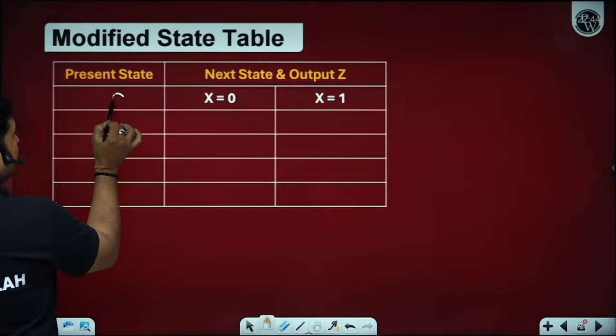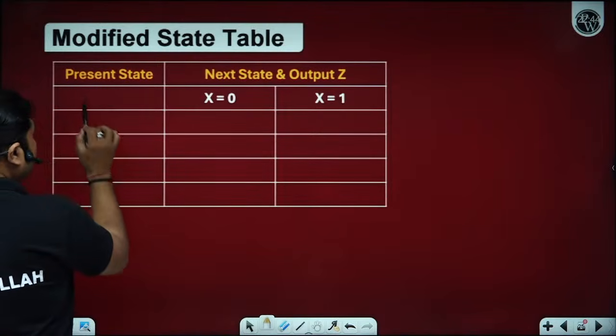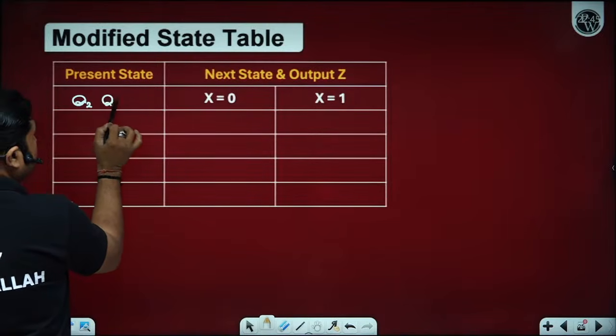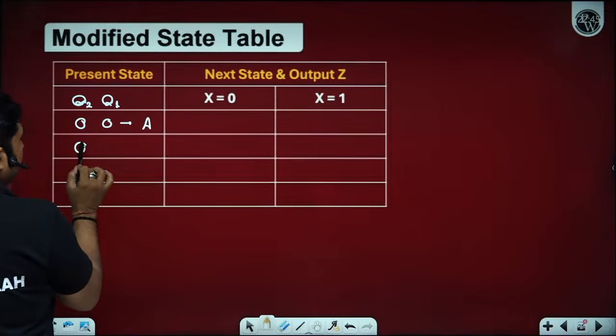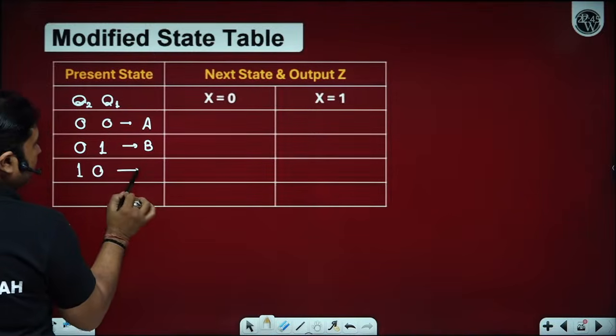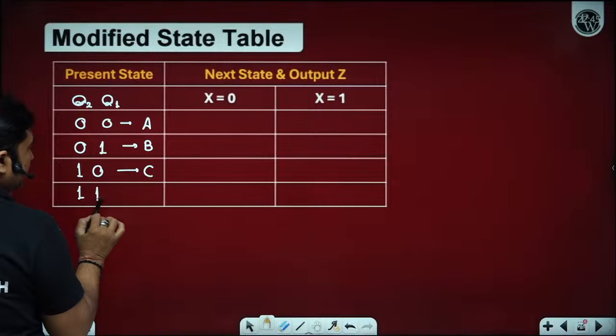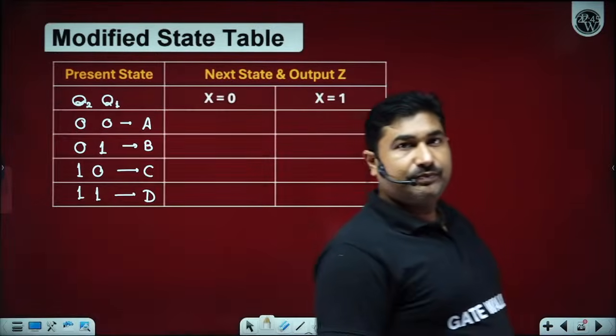So we have basically Q2 Q1. I am assigning them as a state. Like 0, 0 I am assigning as a state A, 0, 1 I am assigning as a state B, 1, 0 I am assigning as a state C, 1, 1 I am assigning as a state D. Is it okay? Yes, sir.